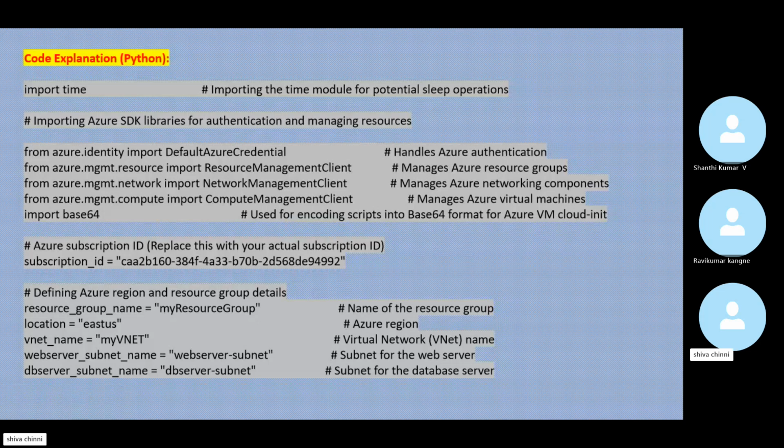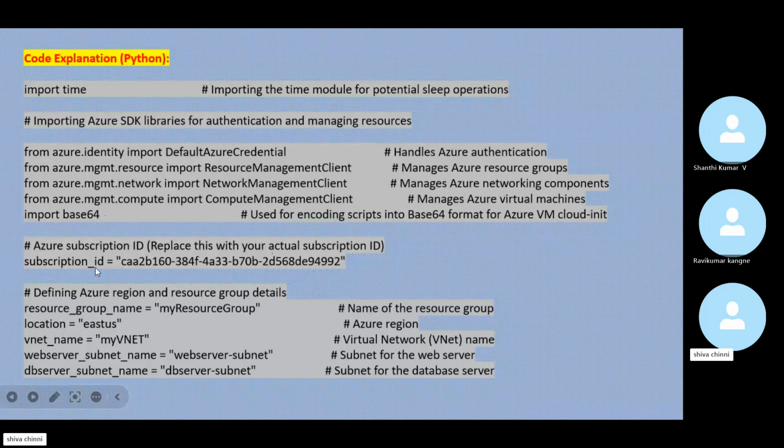Again, from azure.mgmt.compute import ComputeManagementClient. It will manage the Azure virtual machines. So one is for Azure authentication, one is for Azure resource group, this one is for Azure networking, and this one is for managing Azure virtual machines. Then import base64. Basically this is used for the bash script. It will convert the bash script into base64 format for the Azure VM, in the form of Cloud Init.